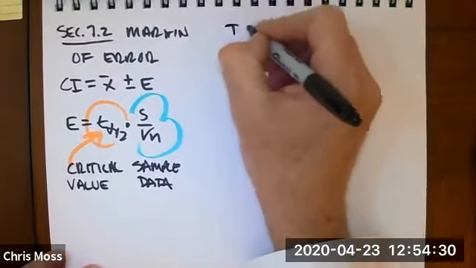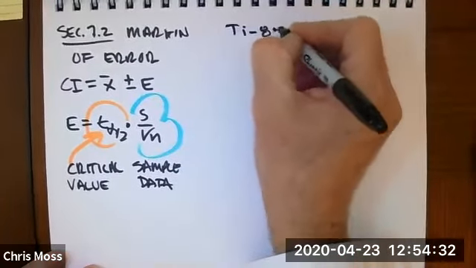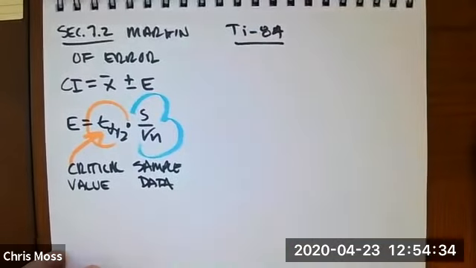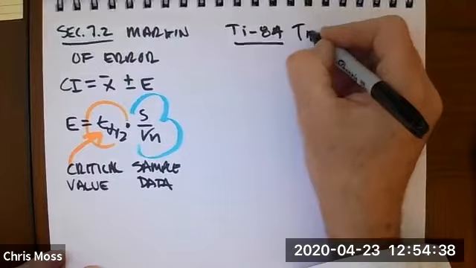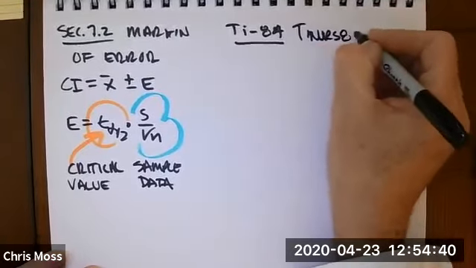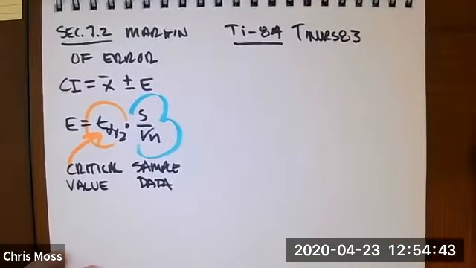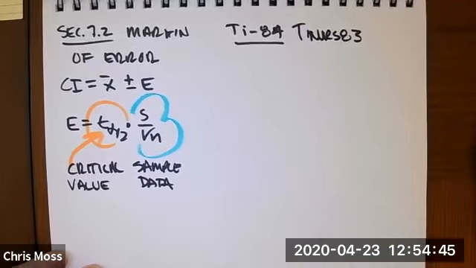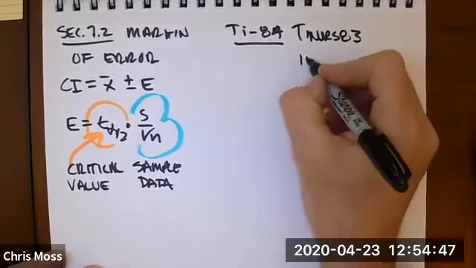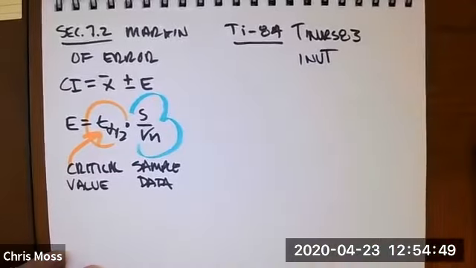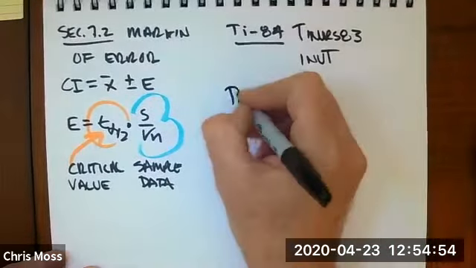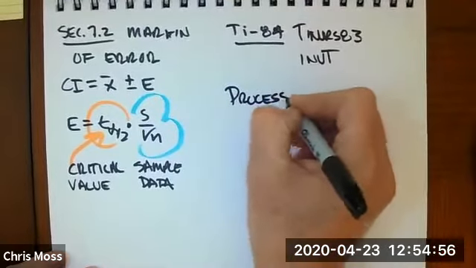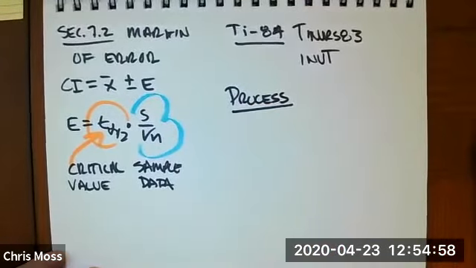Again, we're going to use our TI-84. If you have access to your program, we're going to use the T inverse 83 program. If you do not have access to that program anymore, that's all right. We will use the inverse T program, which is built directly into your calculator. The process is very similar to what we saw in the previous section.